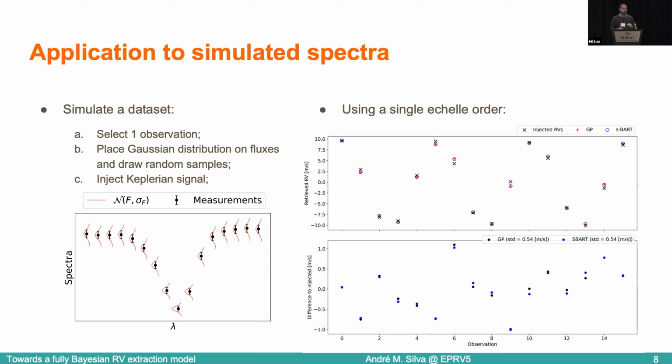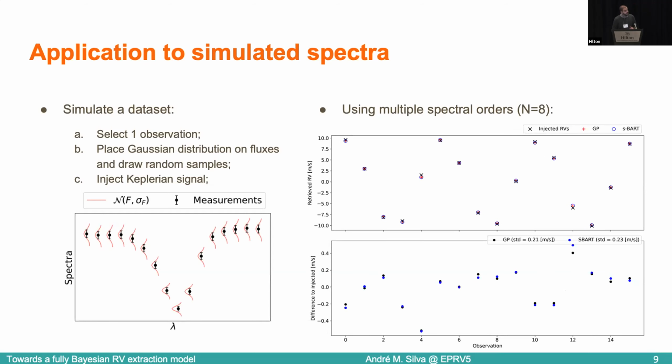To this data set, we apply both SBART and this Gaussian process model. And in this plot, on the left side, you see on the upper part, the extracted radial velocity values, and in the bottom one, the residuals to the injected radial velocity signal. In this case, we are only using a single spectral order, and we see that both the GP model and the SBART can retrieve the injected signal with residuals with a scatter of about a meter per second, which is very bad. But if we now start using, let's say, 8 spectral orders, our residuals fall to about 20 centimeters per second, with the GP model and SBART being mostly the same, with the GP model being slightly better.